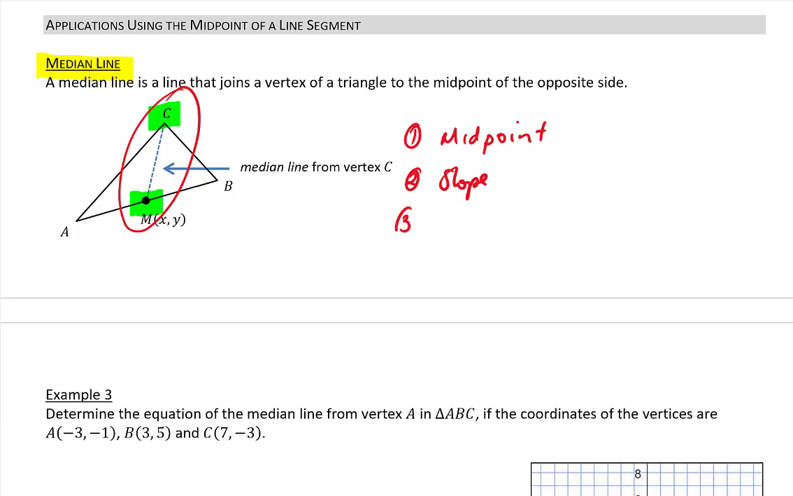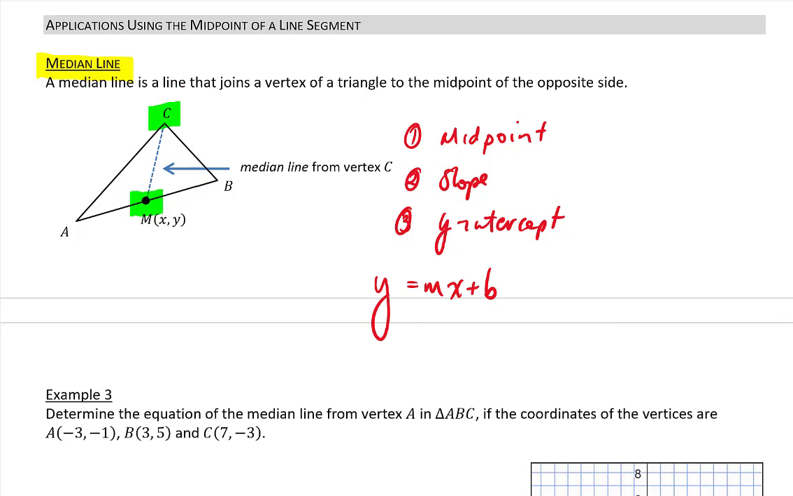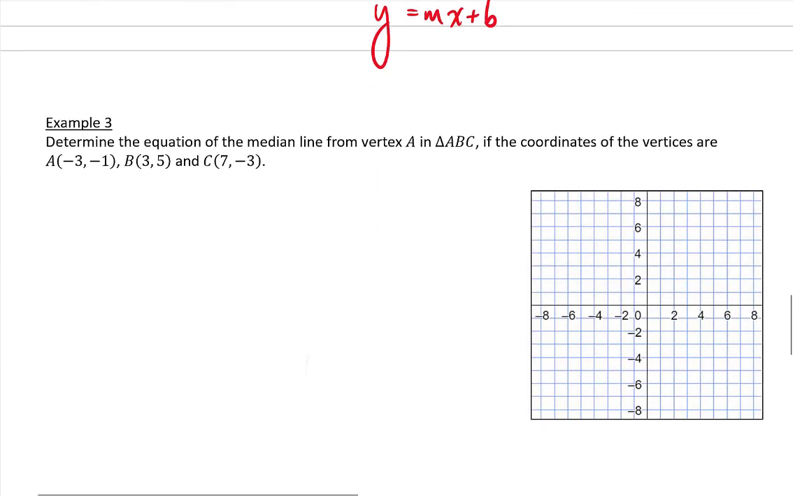And once we know the slope, we can get the y-intercept. So with the midpoint, with the slope and the y-intercept, you'll end up with some equation y equals mx plus b, which will be the equation of that median line. So let's look at an example and let's try to find the equation of a median line. So example 3.